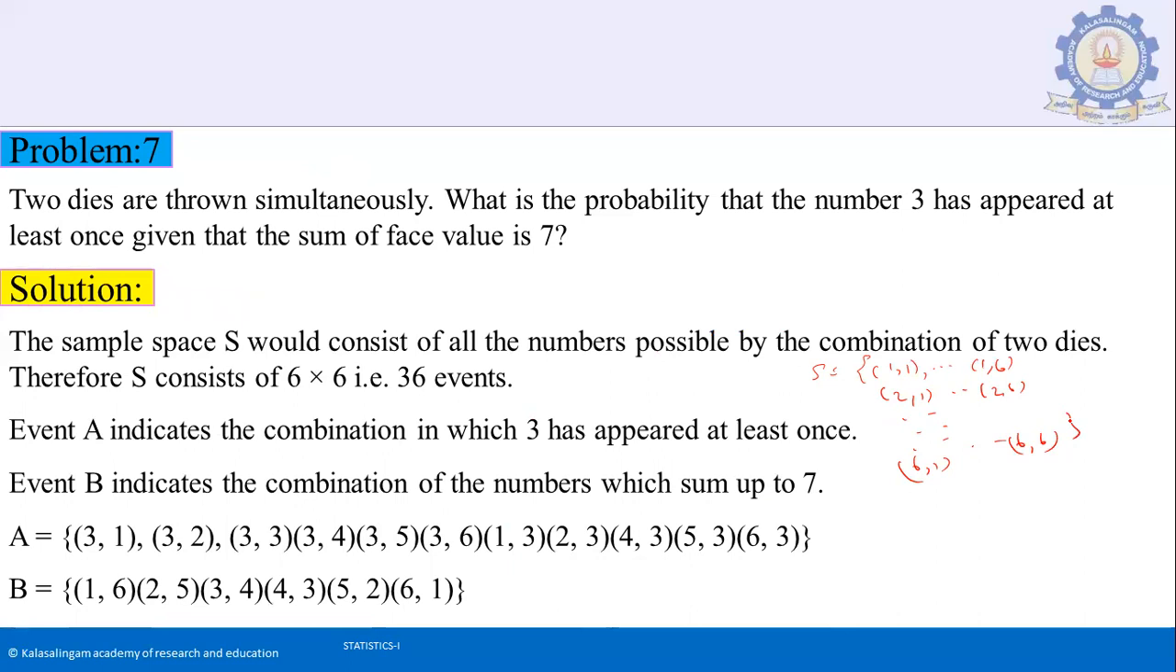Let A indicate a combination in which 3 has appeared at least once. Event B indicates the combination of the numbers for which the sum is 7. So if we list out the elements of A, where at least one 3 has appeared: (3,1), (3,2), (3,3), (3,4), (3,5), and (3,6), and (1,3), (2,3), (4,3), (5,3), (6,3).